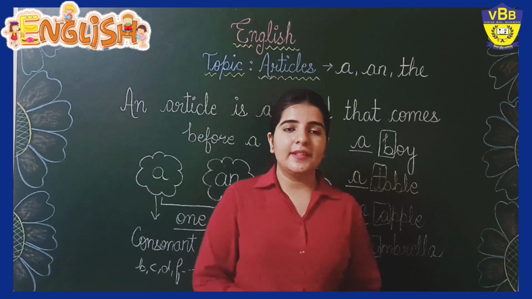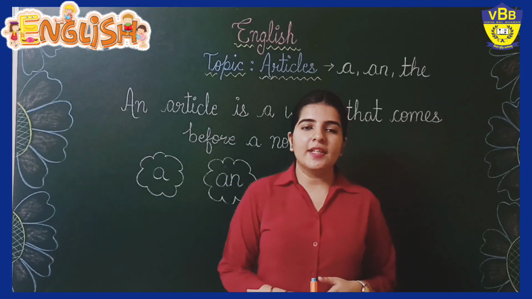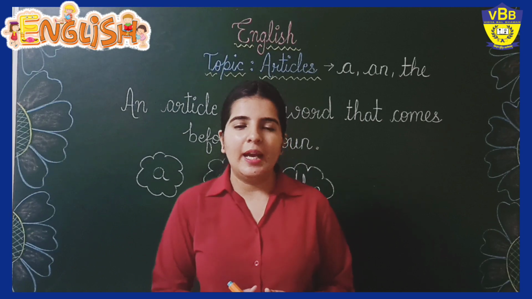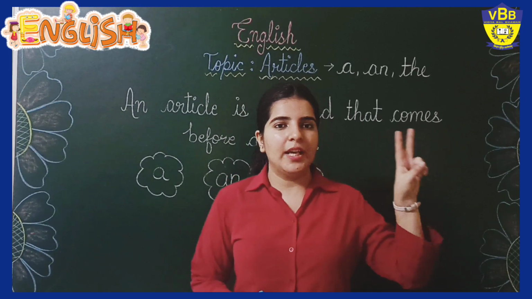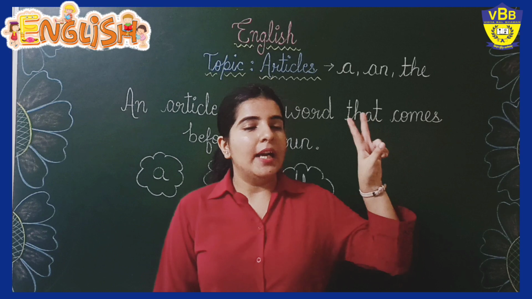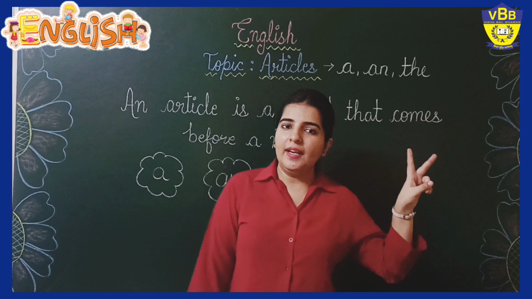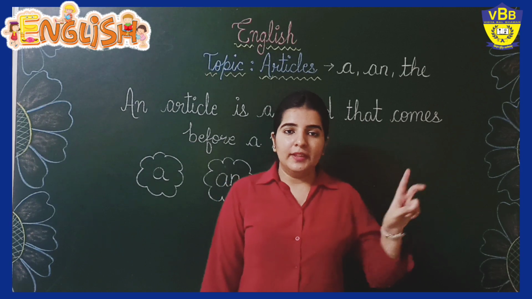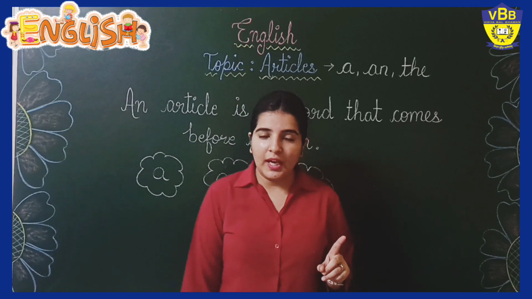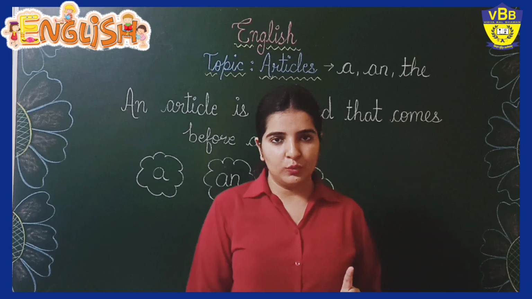Now let us come to our next article, that is the. Before starting with the third and the last article, first of all let us take a quick recap of the first two articles that we have already learned. Article number 1, that is a. Article number 2, that is an. Both the a and an articles are used with the singular noun. Remember, they are used with the singular noun. They denote a single or one unit.